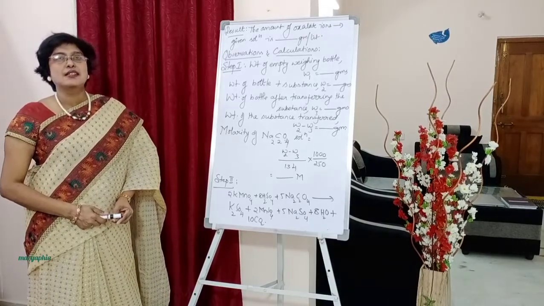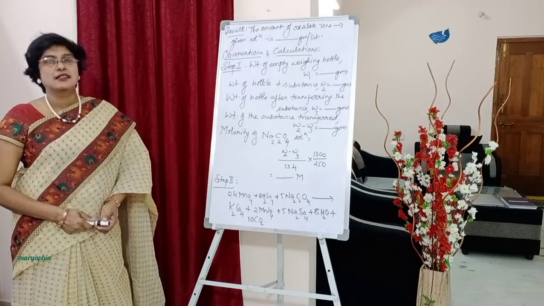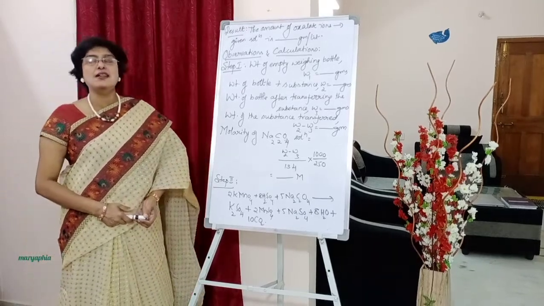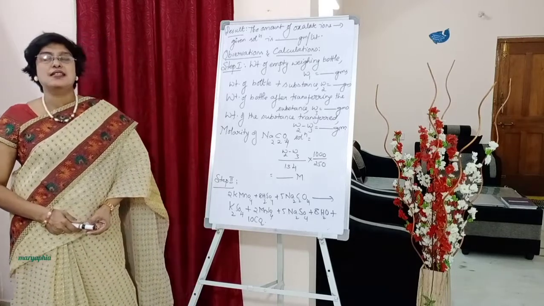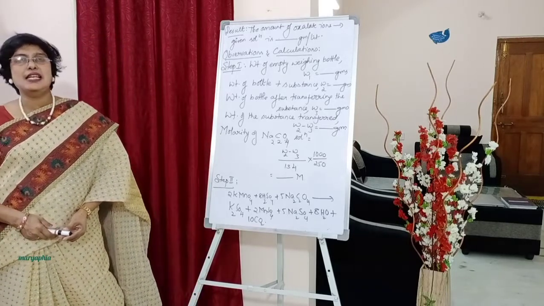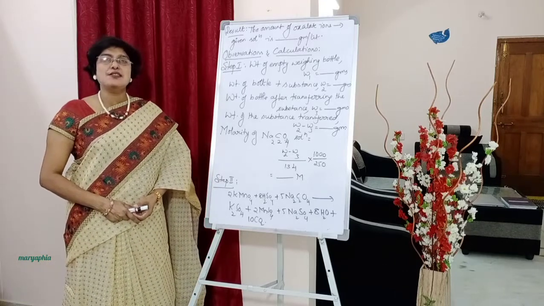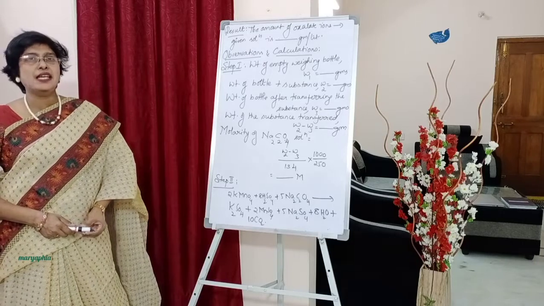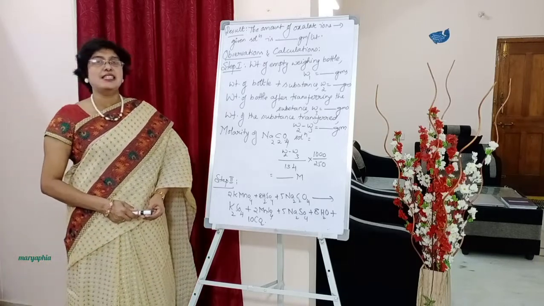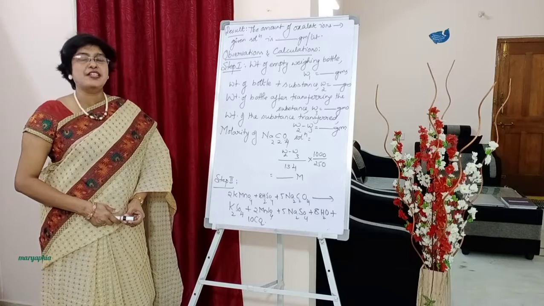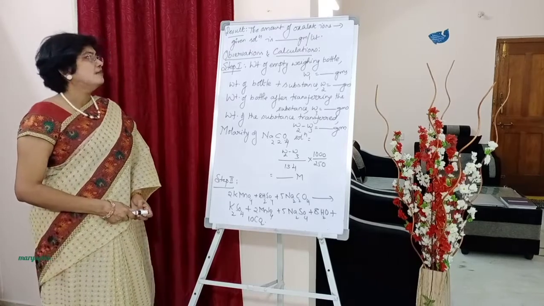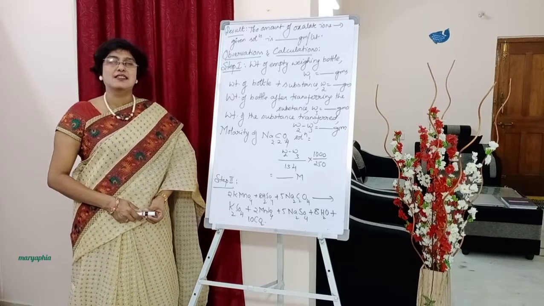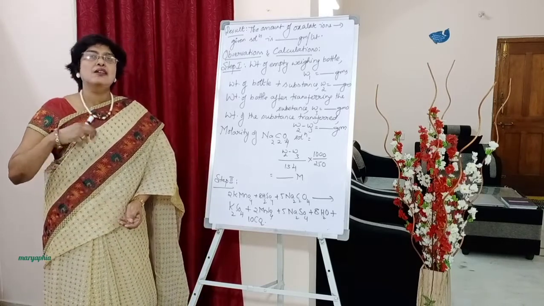Next, students, result. The amount of oxalate ions present in the given solution is dash grams per liter. Okay, so with this the procedure and result is done. Next comes observations and calculations. Put the side heading observations and calculations. Underline. Below, step 1.